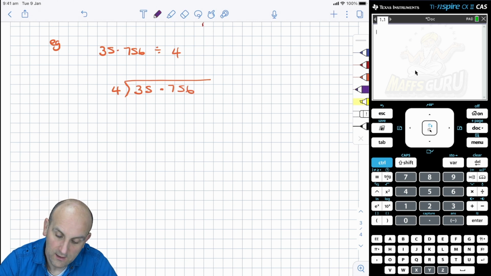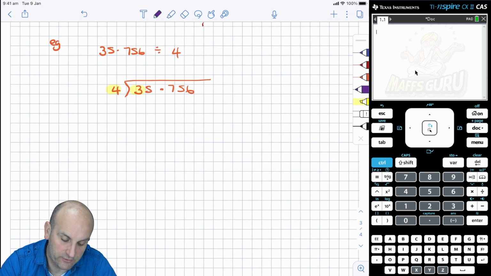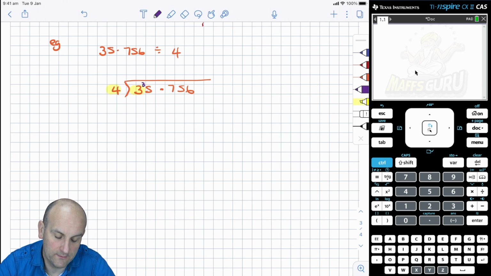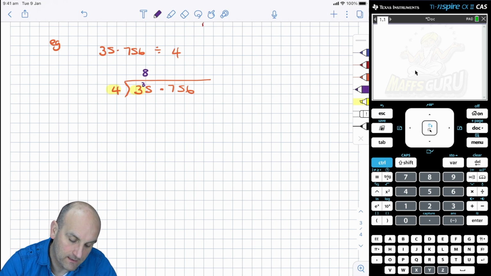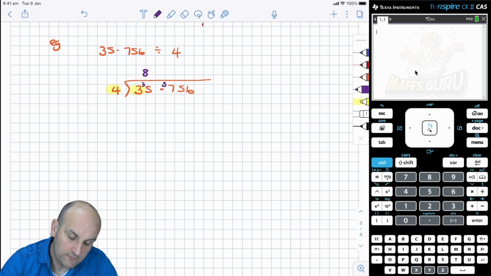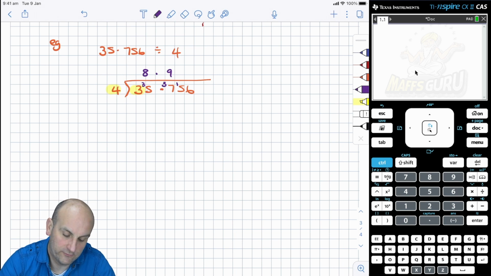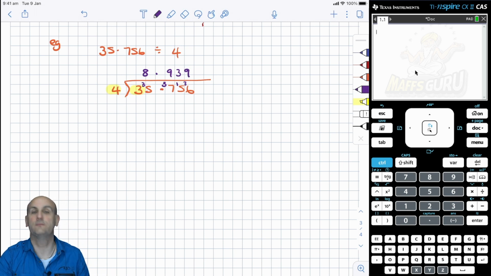All right, so 4s into 3 just do not go. So I'm going to carry that 3. 4s into 35 go. How many times? 8, with a remainder of 3. 4s into 37 go 9. 9, 8, 7, 36. Remainder 1. 4s into 15 go 3, 4, 8, 12, with remainder 3. And 4s into 36 go 9. And ladies and gentlemen, nice and easy.